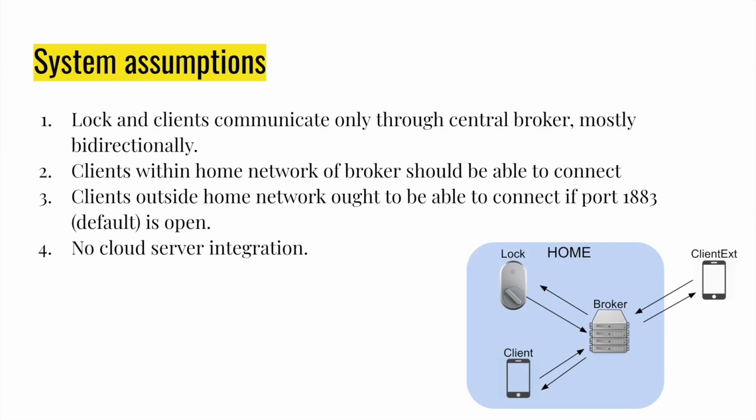Okay, so here's a list of our system assumptions. First, the lock and the client should be able to communicate bidirectionally through a central broker, and the broker should simply forward messages between the lock and the clients. So client should be able to send commands to the lock, and the lock should be able to send status updates to the clients, and all the messages should pass through a central broker.